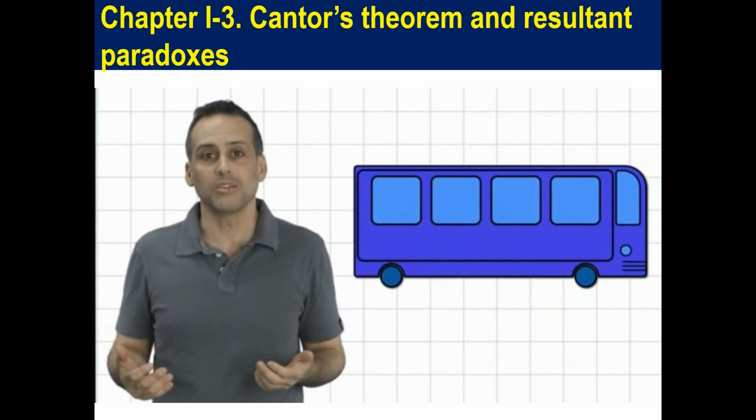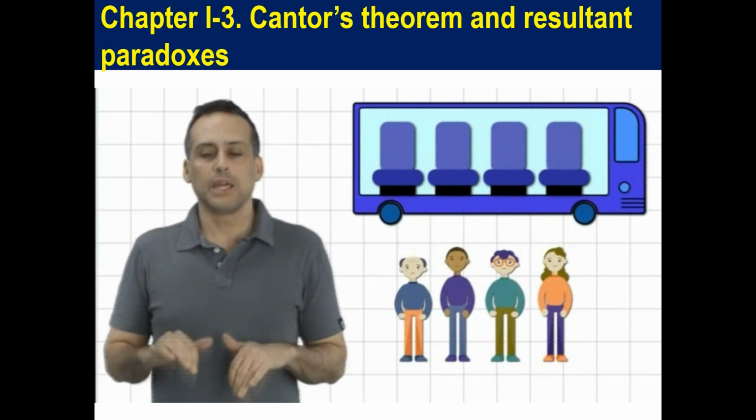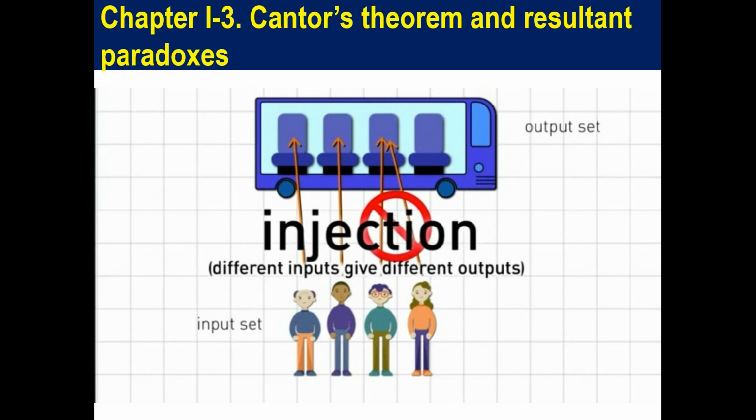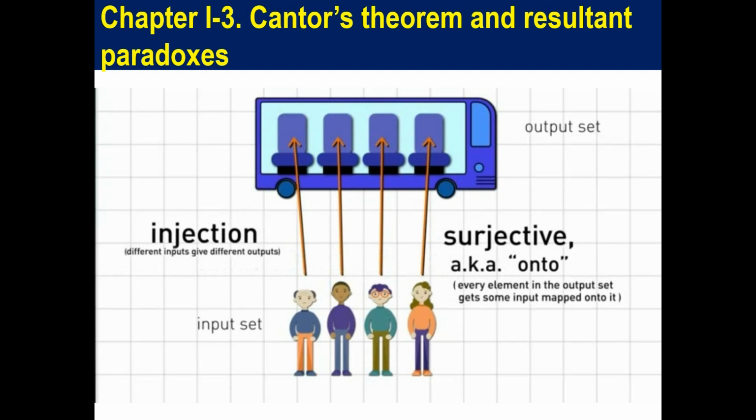And if every seat is taken, then we know the quantities of people and seats are equal. In more formal language, suppose that you have a mapping from people, that's the input set, to seats, that's the output set, such that different inputs correspond to different outputs, which means no two people in the same seat. Mathematicians call this an injection. Now, if in addition, every element of the output set gets something mapped onto it, i.e., if every seat ends up with a person sitting in it, then we say that the map is onto, or surjective. Now, if the map is not onto, like when some seats ended up empty, then the cardinality of people, the input, is less than the cardinality of the seats.